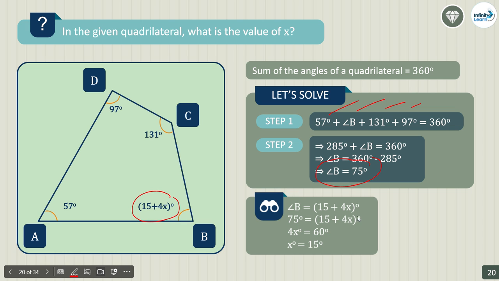Angle B is equal to what? 15 plus 4x. Putting the value of angle B over here, the value of x is 15. Clear? The value of x is 15 by the angle sum property of quadrilaterals.